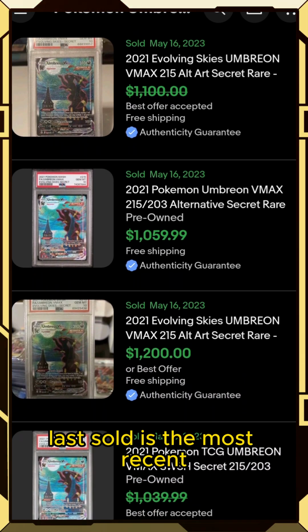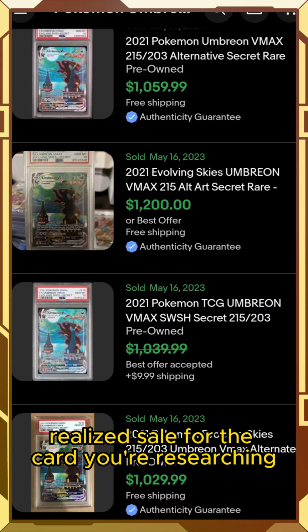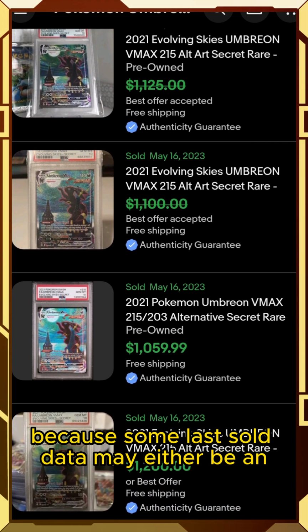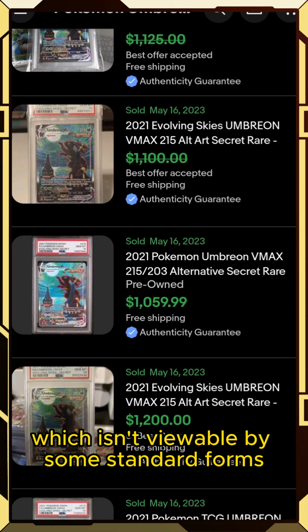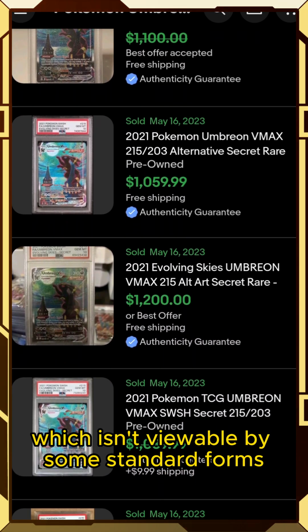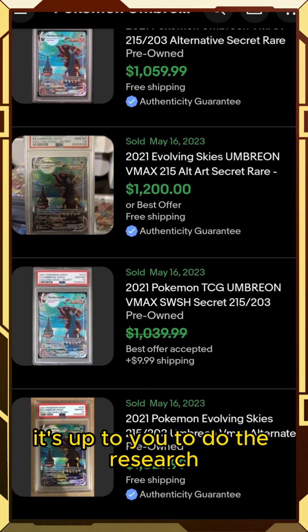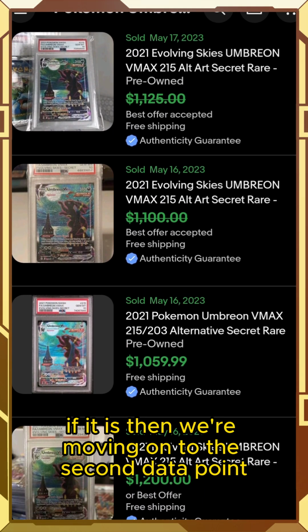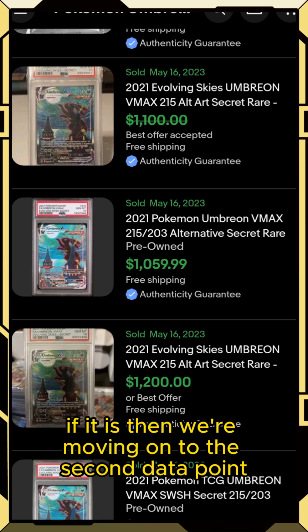Last sold is the most recent realized sale for the card you're researching. I put emphasis on realized because some last sold data may either be an or best offer, which isn't viewable by some standard forms, or canceled. It's up to you to do the research and verify that the last sold price was actually realized. If it is, then we're moving on to the second data point.